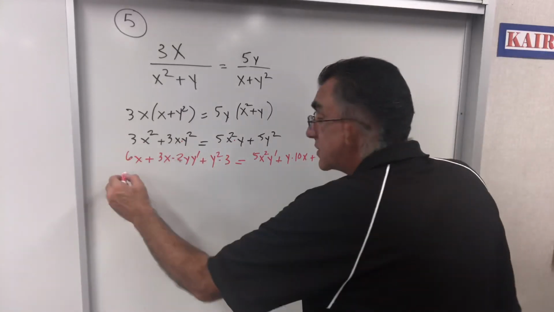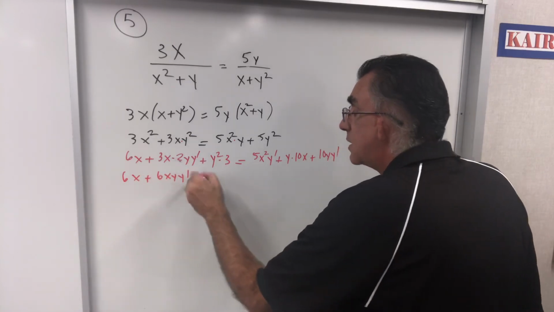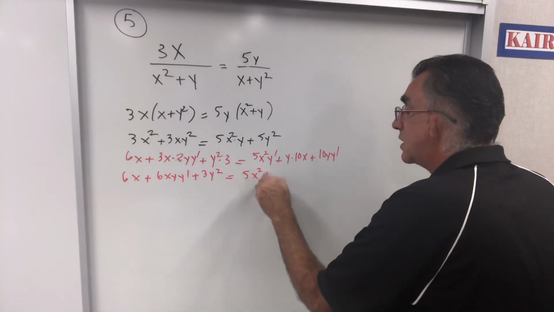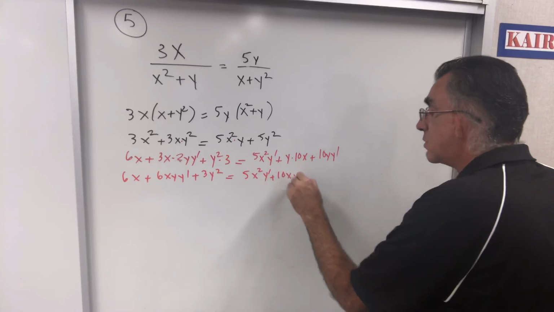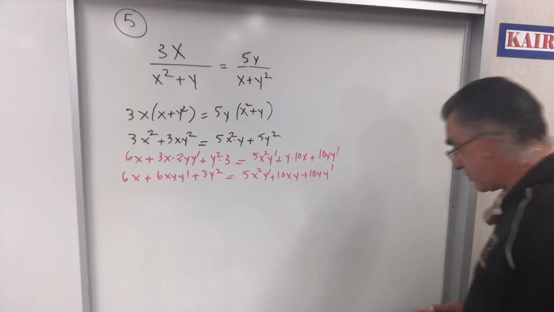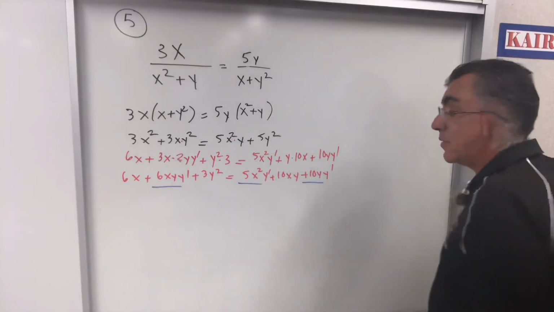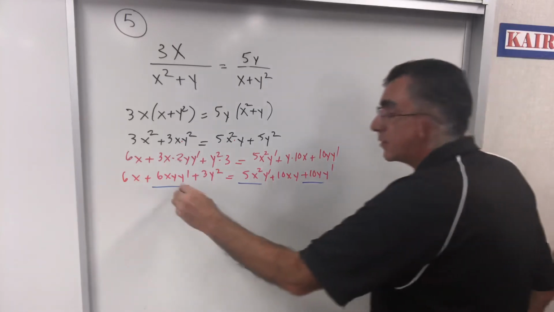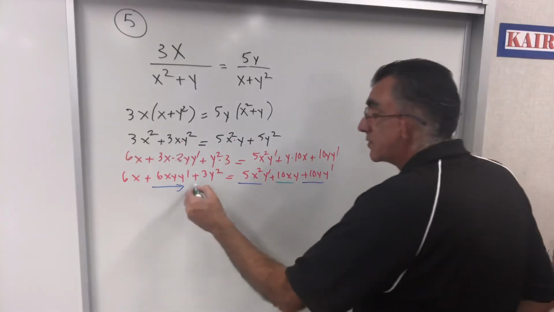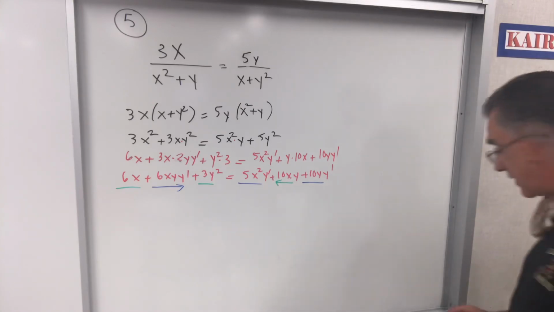Now, let's clean this up. So we got 6x plus 6xy y prime plus 3y squared equals 5x squared y prime plus 10xy plus 10y y prime. So you got some things with y primes in them again, and you want to put those all on the same side. Since there's already two of them over here, I'm going to move this one over here. And then that means I'm going to move this one. There's all the things without y primes. I'm going to move that one over that way, just probably because it's less movement, I guess.